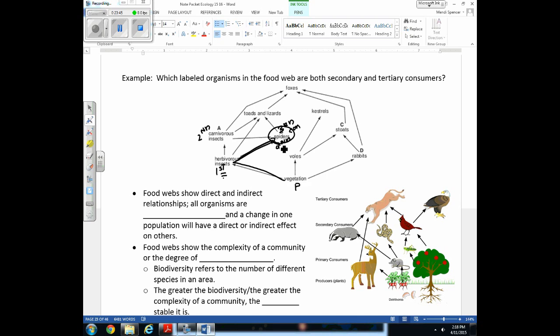It shows the different relationships between organisms, either directly or indirectly, and it shows that all organisms are interdependent on one another. If you see a change in one, then that's going to affect other organisms in that ecosystem. Be prepared to talk about how this honey badger would be affected if an insecticide was sprayed and it killed off a large proportion of the grasshoppers.